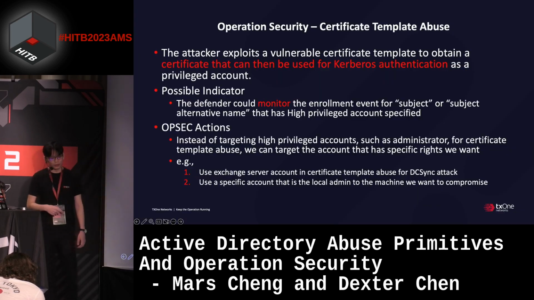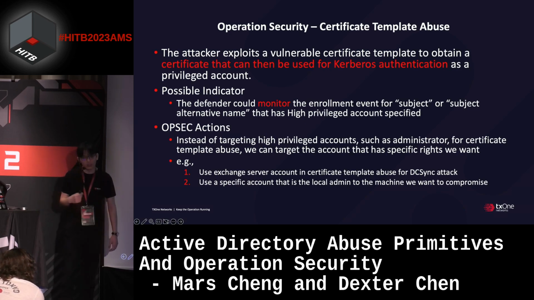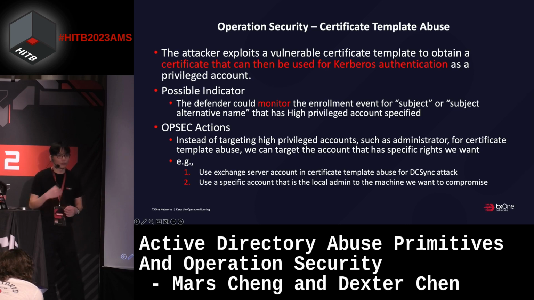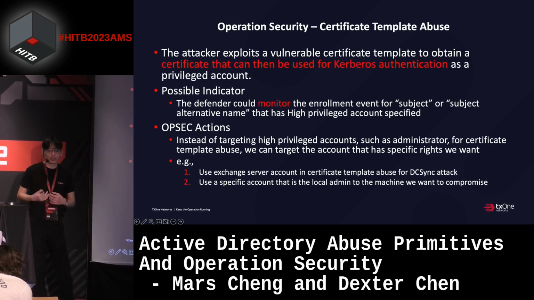After the demonstration, let's look at operation security for the first abuse primitive, which is certificate template abuse. A possible indicator is that defenders can monitor the enrollment events for the subject name or the subject alternative name for a high-privilege account. A way to counter this as an operation security action is that instead of requesting a certificate using a very high-privilege account like administrator or a member of Domain Admins, we can specify an account which has just the rights that we need.